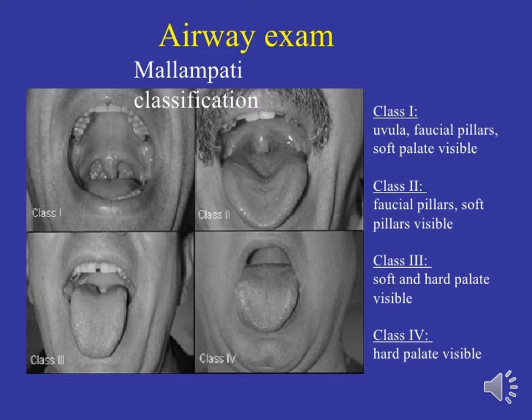When the patient opens the mouth very widely, if you can see all of these structures, the airway is very easy. But if only the hard palate is visible, it is difficult, due to narrowing of the airway.